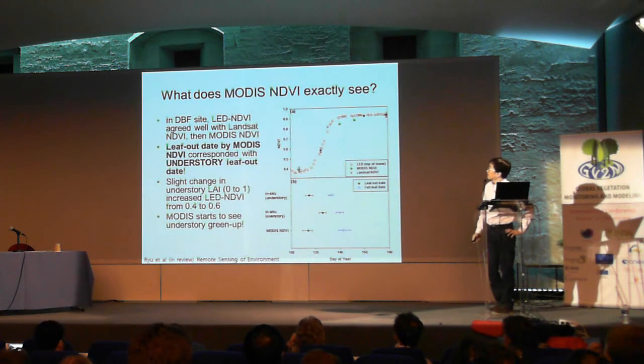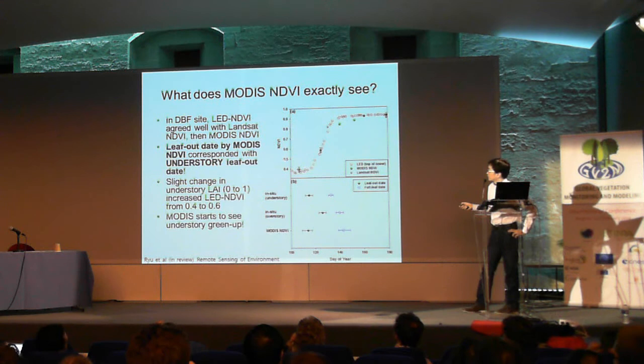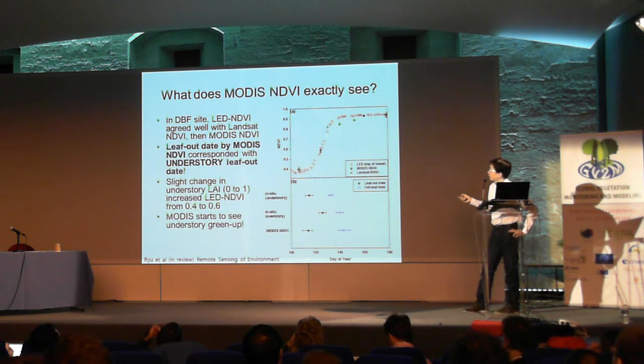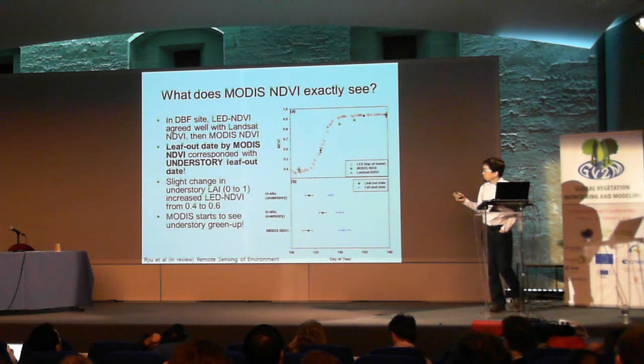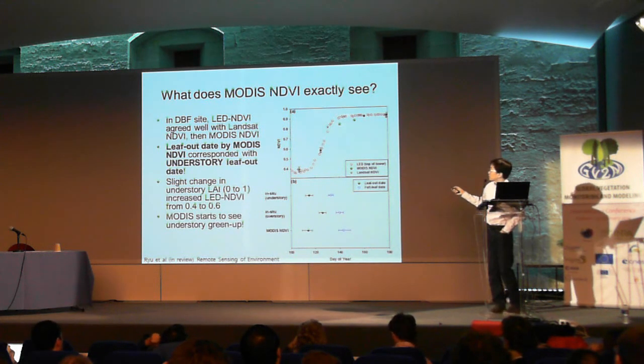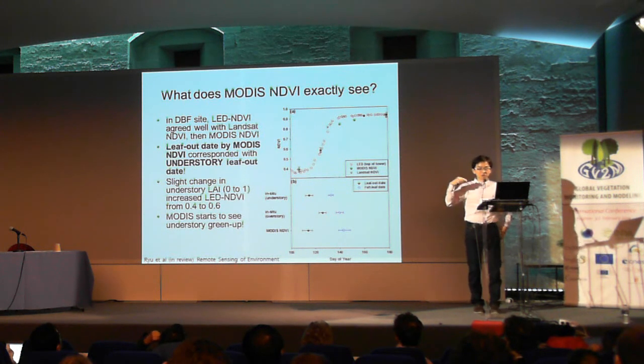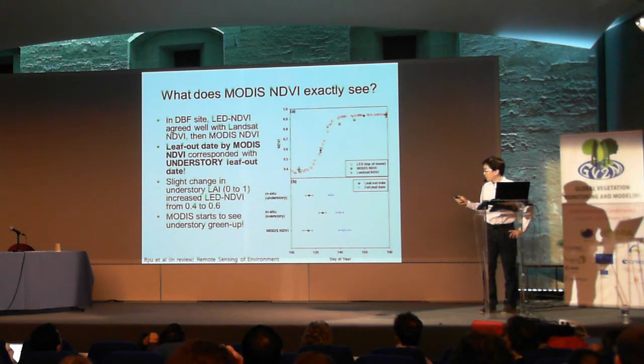So, what does MODIS NDVI exactly see during this green-up period? See, this red dot is LED NDVI, this black dot is MODIS NDVI, and this gray dot is Landsat NDVI here. And overall, there was good agreement between MODIS NDVI and LED NDVI. Of course, there was some discrepancy here. Anyway, leaf-out date by MODIS NDVI corresponded with understory leaf-out date. So MODIS detected leaf-out date for understory canopy, not overstory canopy.